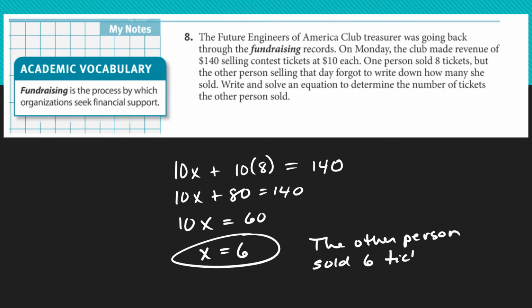Always put your answer in context. What is it that you just found out? Make sure it makes sense. Does it add up? Would it make the story true? If they sold 6, that would be $60. This person sold 8, which is $80. And if you add up 60 plus 80, that's the 140 that they made.